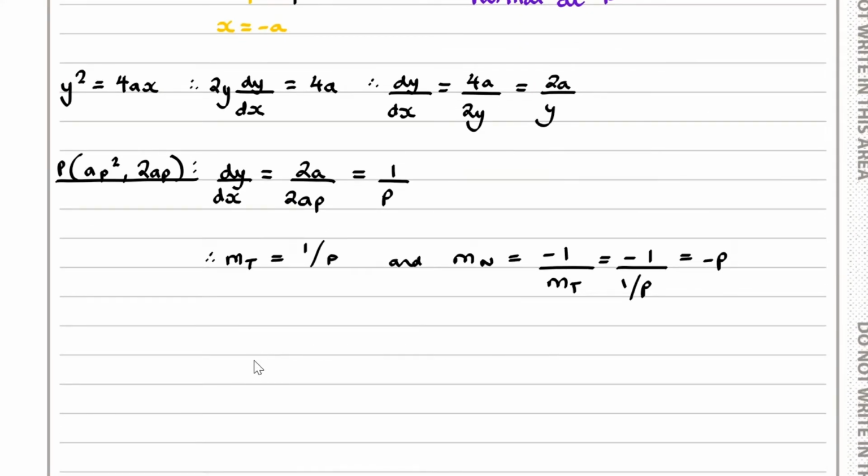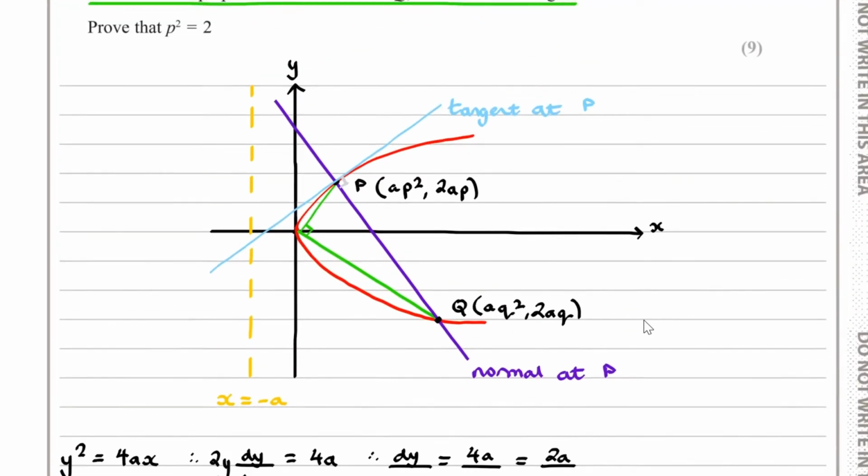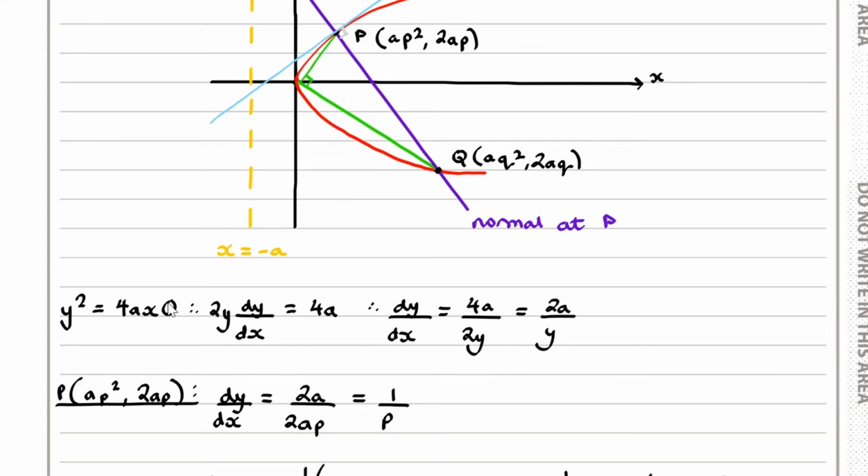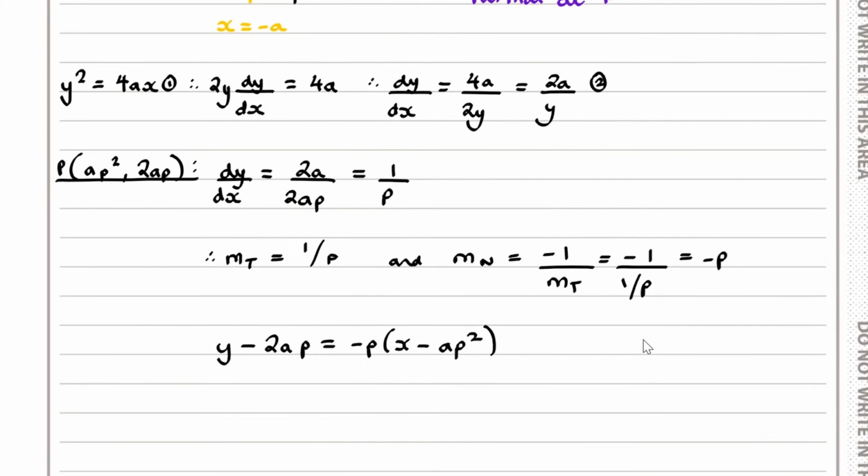The equation of the normal, using y minus y1 equals m lots of x minus x1. We have y minus 2ap equals the gradient, minus p, lots of x minus ap squared. Okay, and if we start to label these equations, here we have equation 1, here we have equation 2, and here we have equation 3.